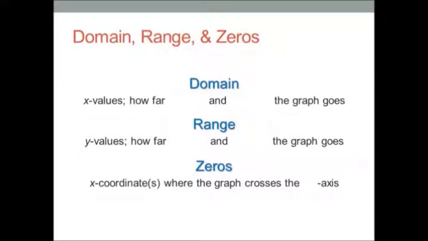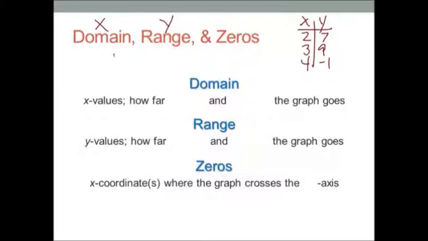Let's discuss domain, range, and zeros for a minute. We've talked about domain and range before. The domain is the x values, the range is the y values. And we've discussed it in terms of given points on a graph like (2, 7), (3, 9), (4, -1). We would list the domain as 2, 3, and 4, and the range as 7, 9, and -1.